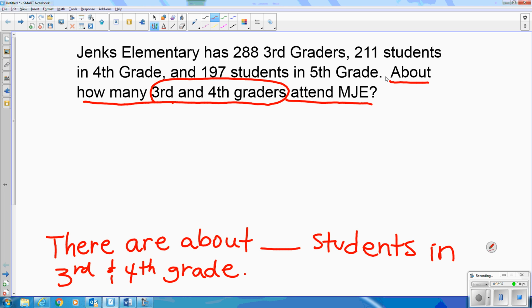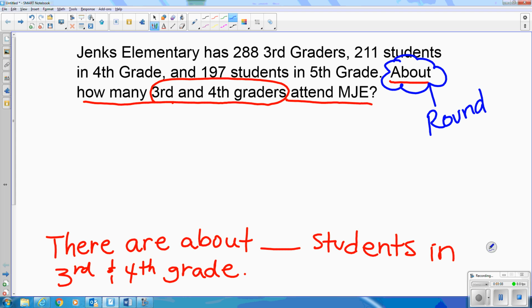Now let's talk about this word about. I'm going to actually cloud around it, or bubble it, or whatever you want to call it. That is a word in math that tells us we have to do something mathematically before we actually solve the problem. Who remembers that word about? It gives us a clue. It tells us we need to do something. Kyle? Rounding. Okay, good. It means that we need to round the numbers, right?